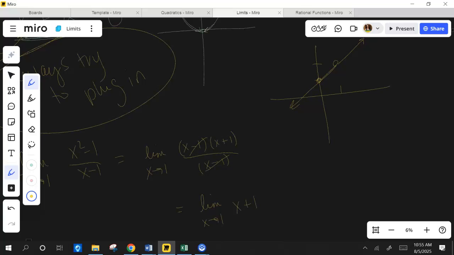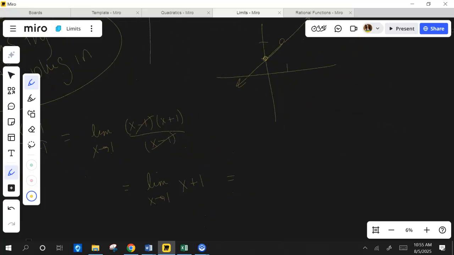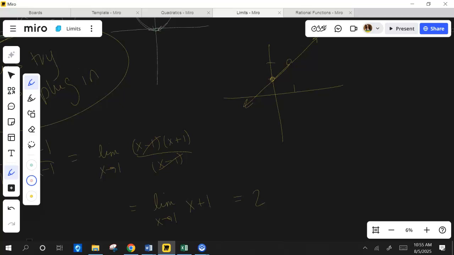Can I evaluate it now? Yes. If you plug in 1, what do you get? 2. So even if the function has a hole, it still has a limit. There's still a limit there, and here is why. As I come in, look what this graph is getting closer to. As I come in from the left, the y is getting closer and closer to what? What's that y value? 2. If I come in this way, approaching when x is 1, y is getting closer and closer to 2.